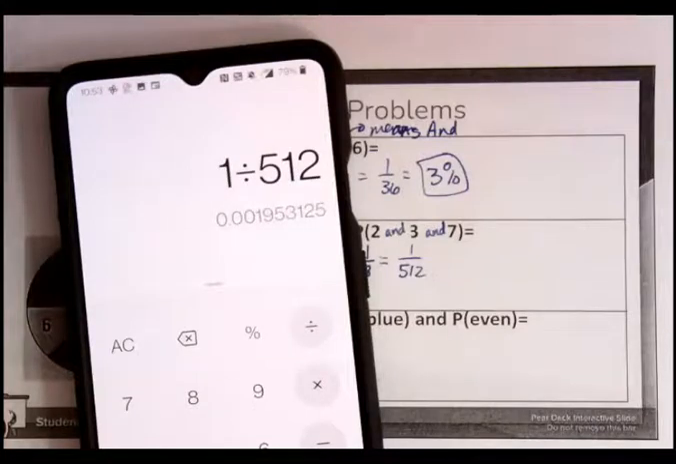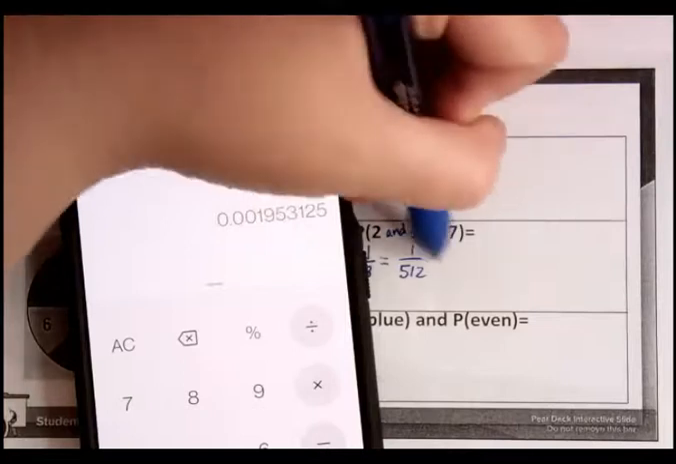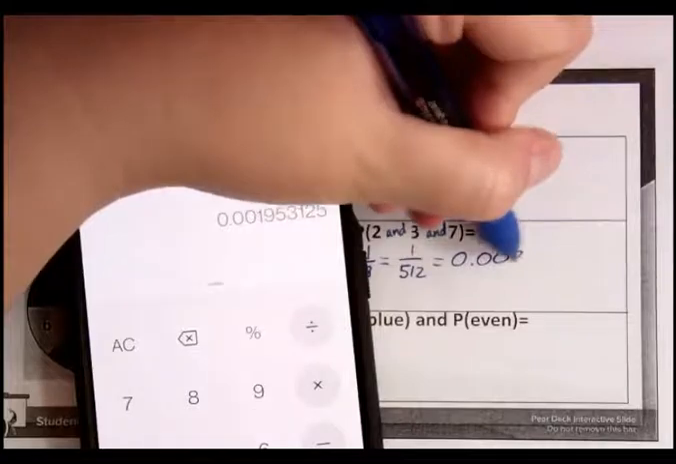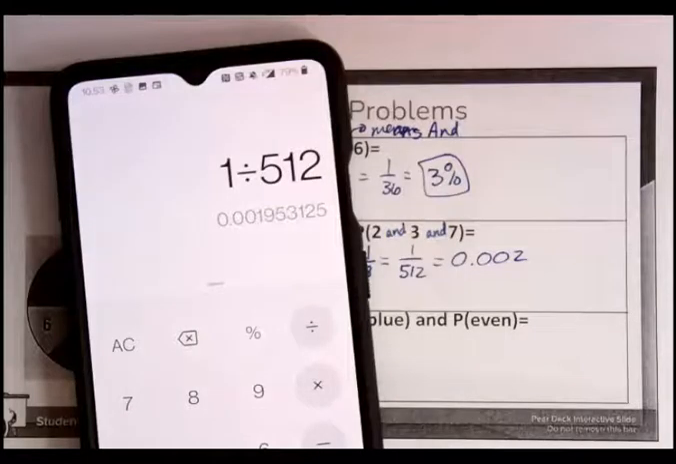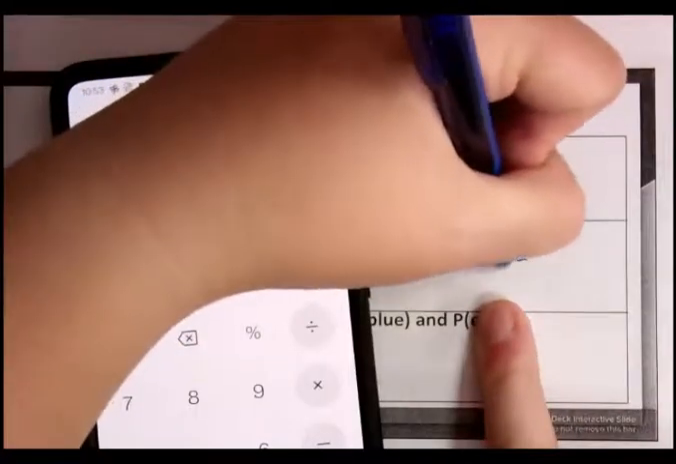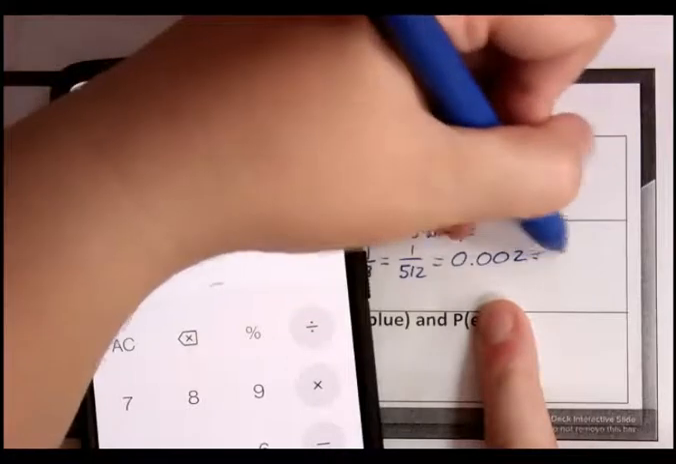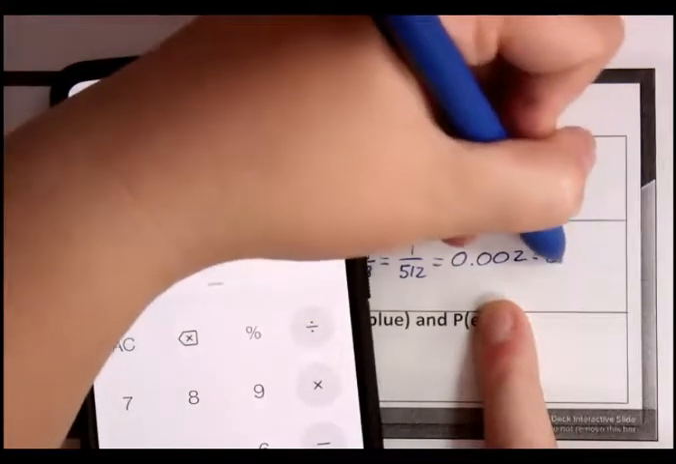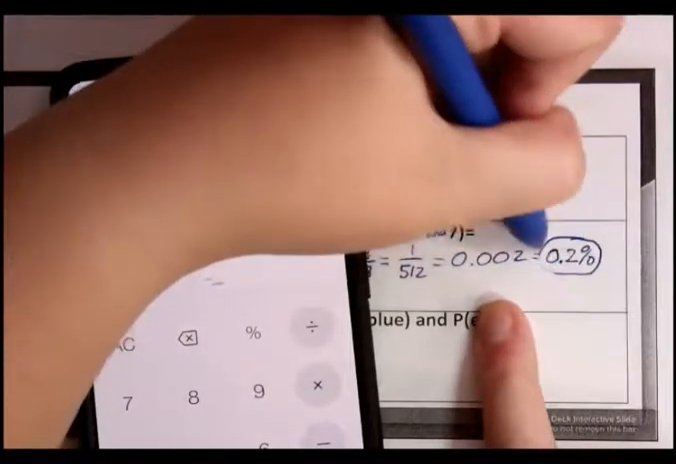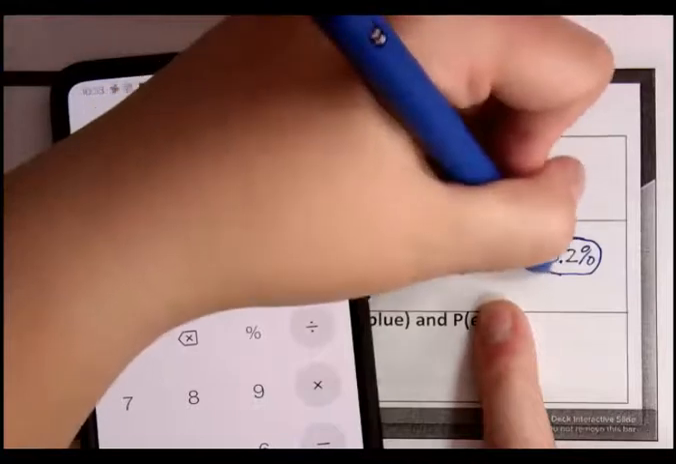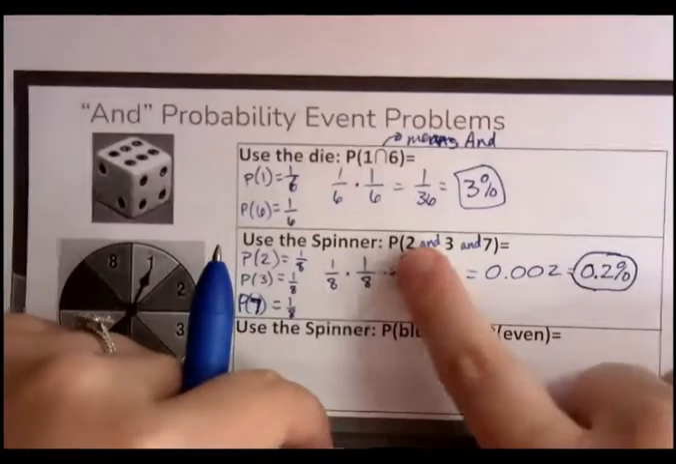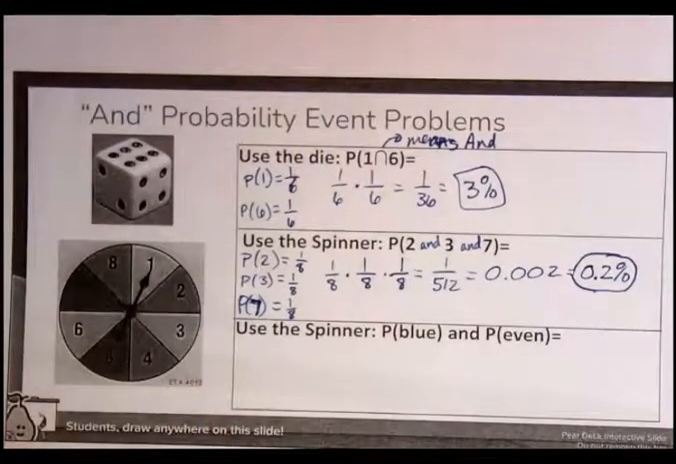512. So look at what we have going on here. Our decimal, 0.002. We're just going to round it. When I make this into a percentage, I'm going to go 2 decimal places over. And it's going to be 0.2%. So you have a very tiny chance of, if you roll the spinner 3 times, landing on these exact numbers. Okay?